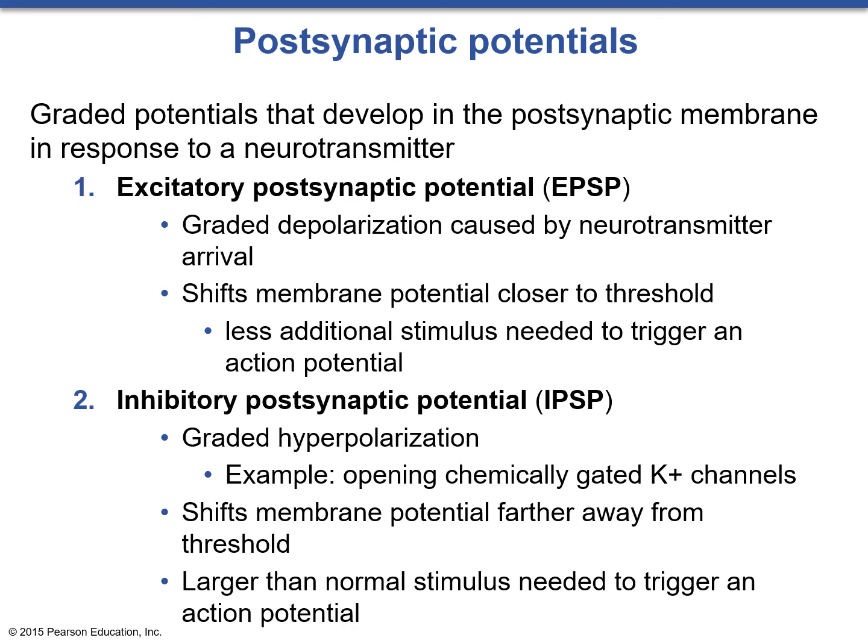Inhibitory postsynaptic potentials are graded hyperpolarization. So this is going to be inhibitory and open chemically gated potassium channels, thus shifting the membrane potential further away from threshold. So in order to actually excite the membrane, you're going to need a larger than normal stimulus to generate an action potential.